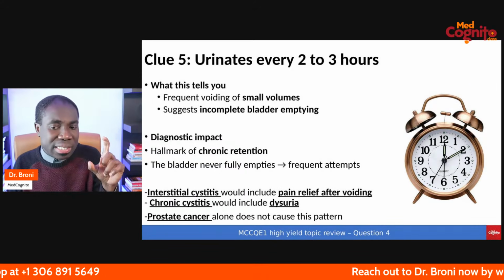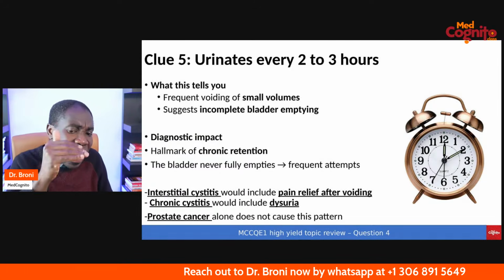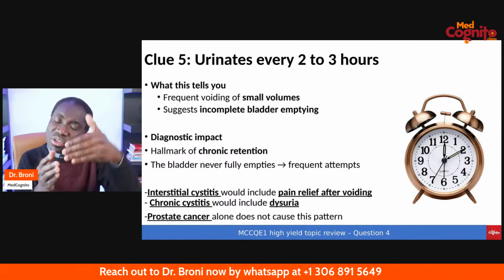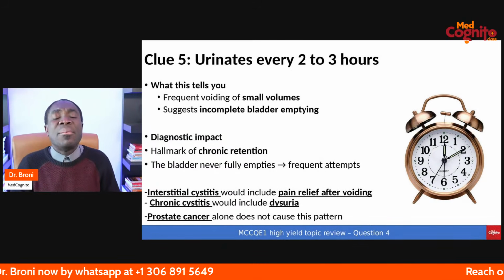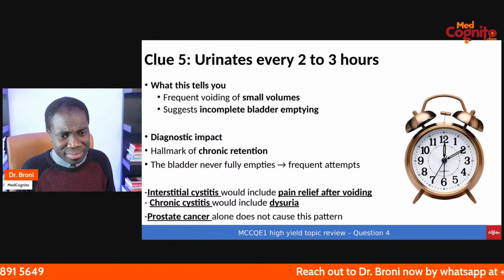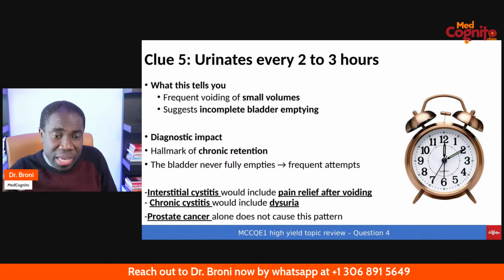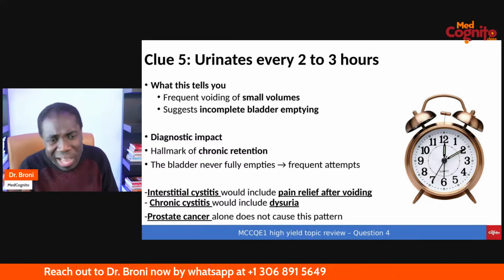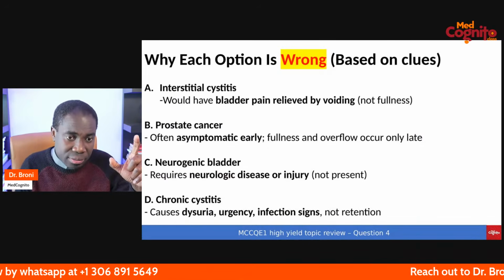Now, what about interstitial cystitis? We already said that in interstitial cystitis, there will be pain relief after voiding. But in chronic bladder obstruction, which is leading to overflow incontinence, the patient will always say, doctor, there's still more urine left. In chronic cystitis, there is urea. Prostate cancer alone will not cause these symptoms unless it is advanced.